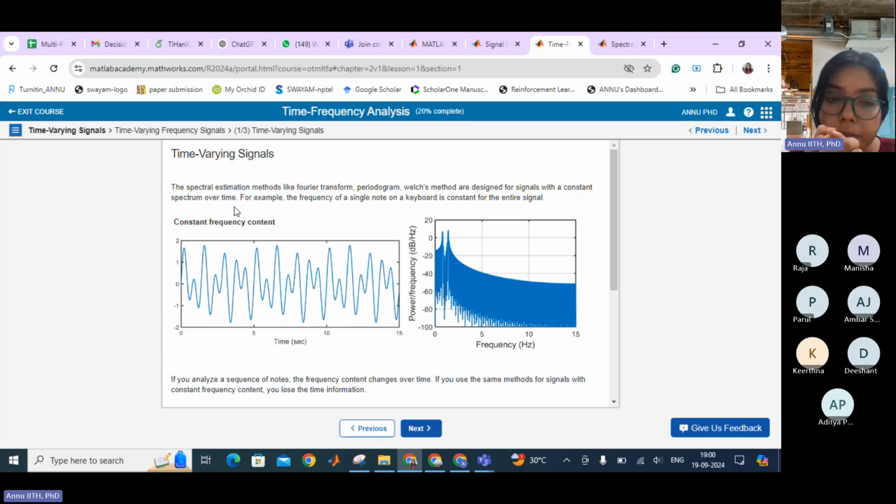So what is a constant spectrum? What is an example of a constant spectrum? Can anyone tell me an example of a constant spectrum? There are so many students joining my class. Raja used to answer. Anyone?